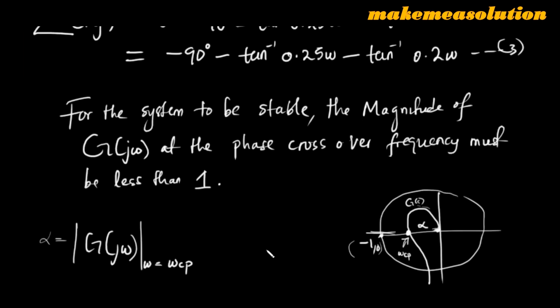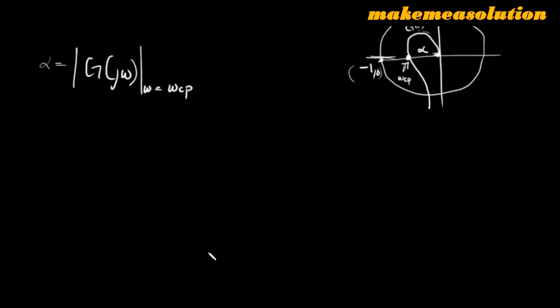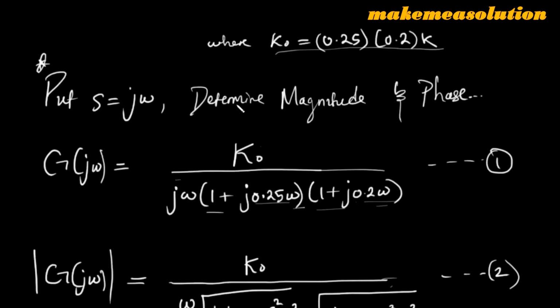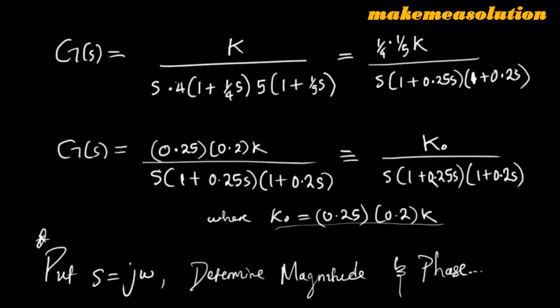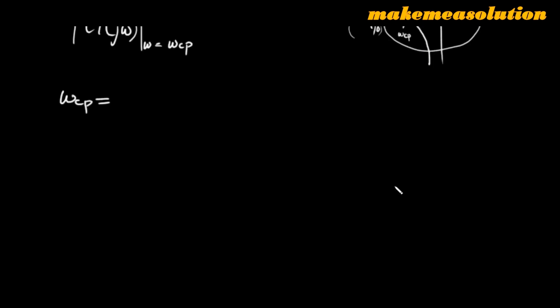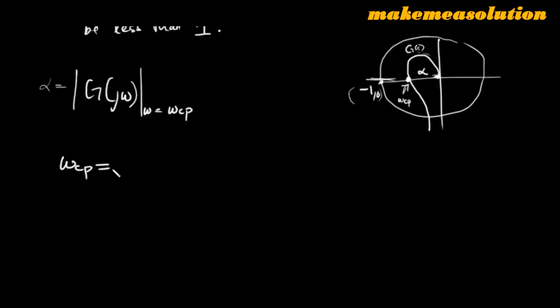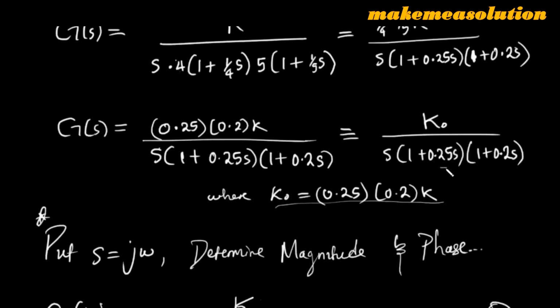Now, if this is not your first time, you must have been watching some of the videos I've posted in the past about how to find omega CP. Omega CP is for a type 1 system, depending on the type of the system. This is a type 1 system. Why is it a type 1 system? Because after converting it to the standard time constant form, we have s raised to the power of 1 occurring. So type 1 systems have their parameters. We can calculate this omega CP as 1 over the square root of T1 T2, where T1 and T2 are the time constants associated here. This is T1 and this is T2.